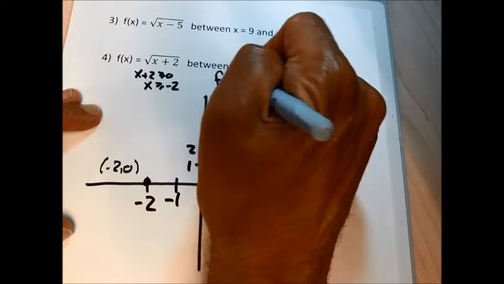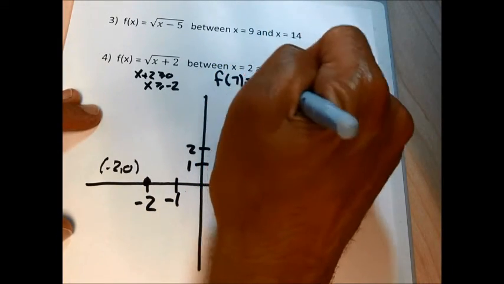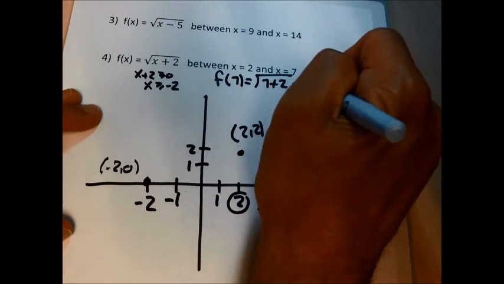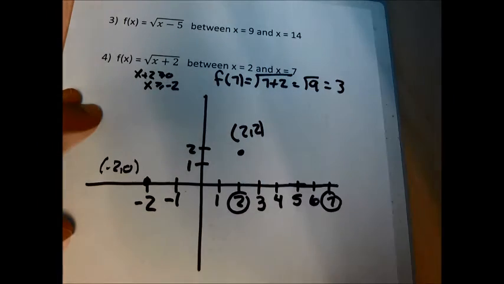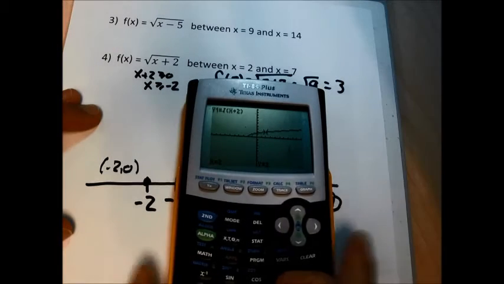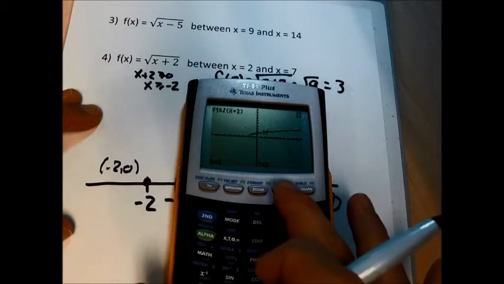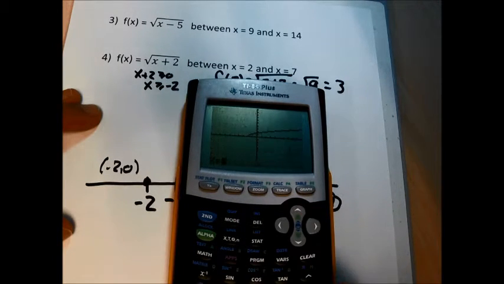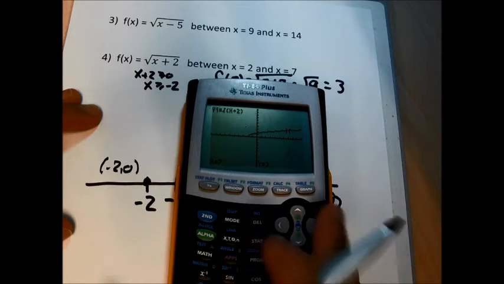I could do that by hand. I could just go f of 7 equals the square root of 7 plus 2 equals the square root of 9 equals 3. So I should get 7, 3. Or I could use my calculator and go second, calc, enter on value, type in 7, and it'll tell me that the y is 3.